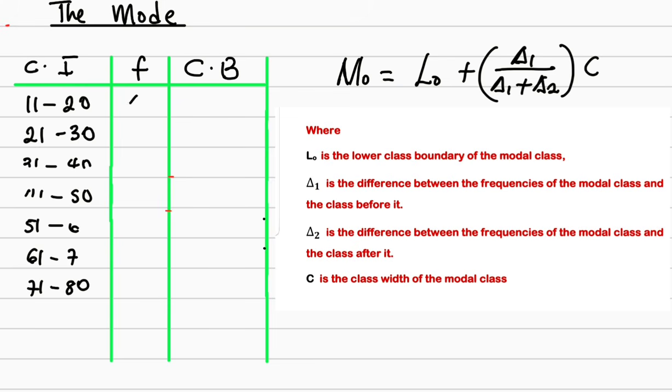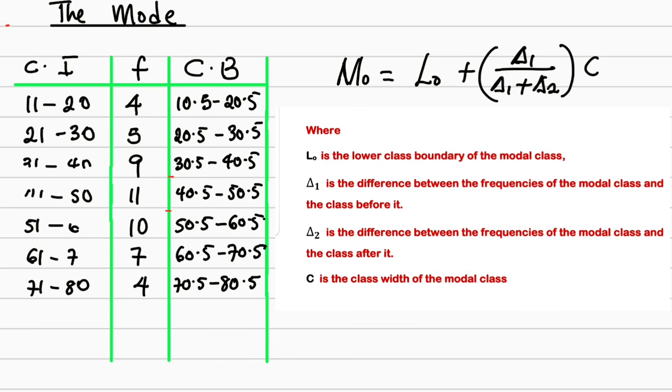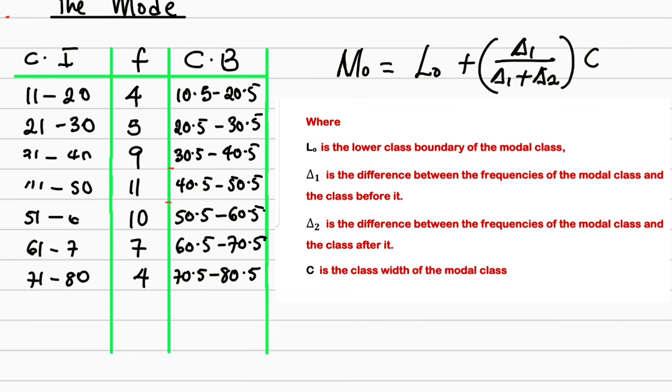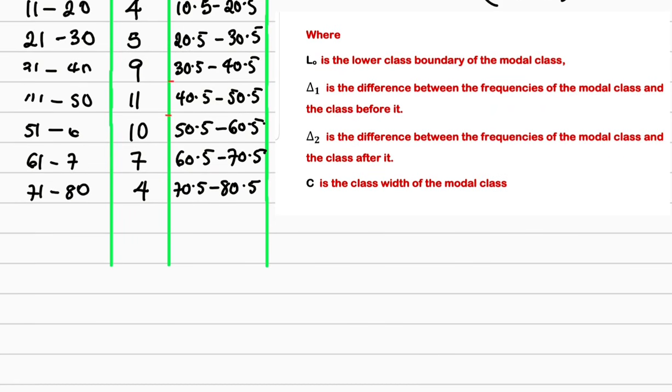So the frequencies, let's not forget, we have 4 for the first, the second will be 5, then 9, 11, 10, 7 and 4. Then for the class boundaries, just like we did in the previous question, we are going to have 10.5 to 20.5, then 20.5 to 30.5, and so on and so forth. Now, since we have everything complete, let's go get the various letters.